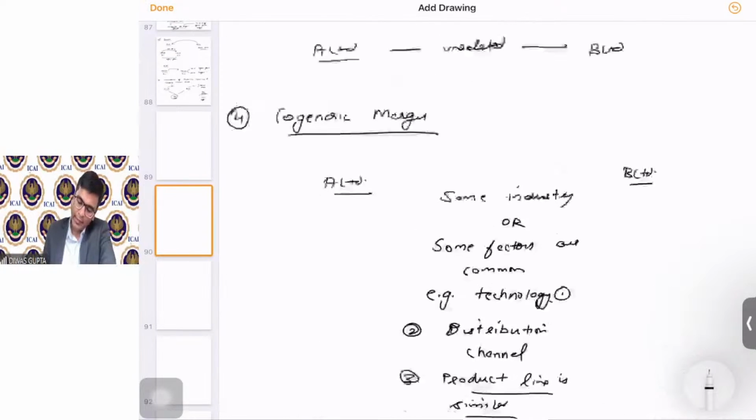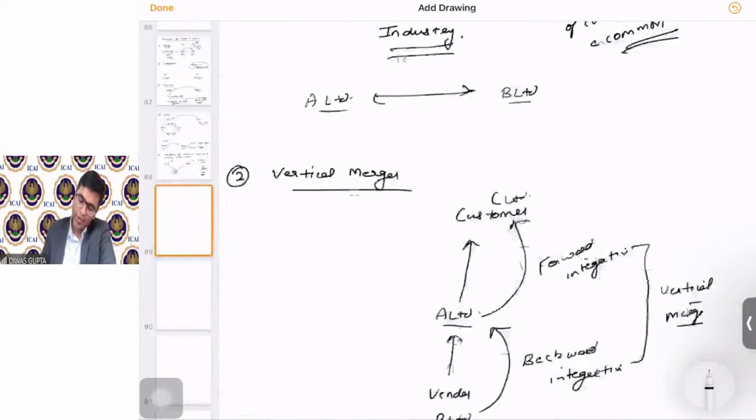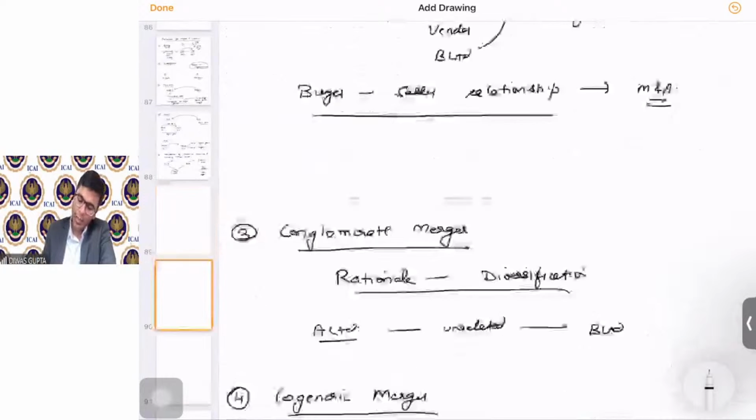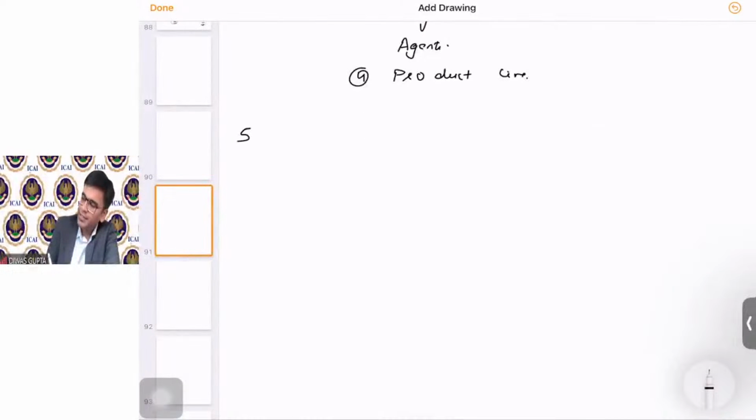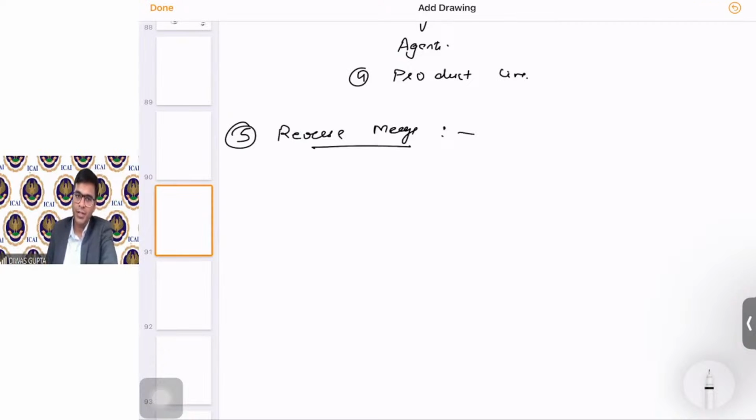Okay, then, so horizontal, vertical, conglomerate, co-generic. Then the fifth one is the reverse merger. We will cover that reverse merger in a detailed manner. As of now, I'm skipping this, to cover later.